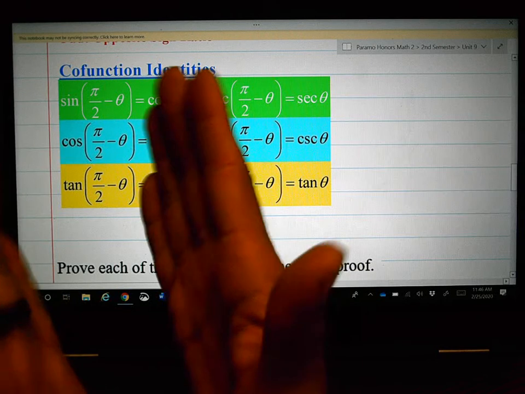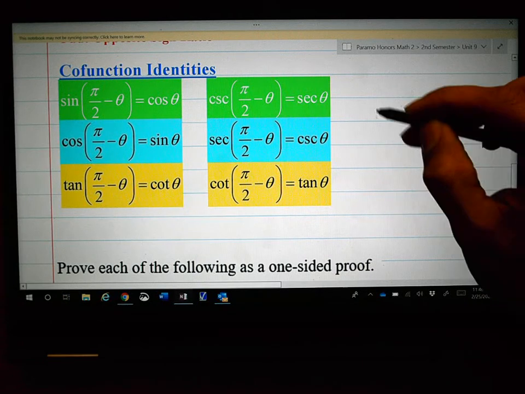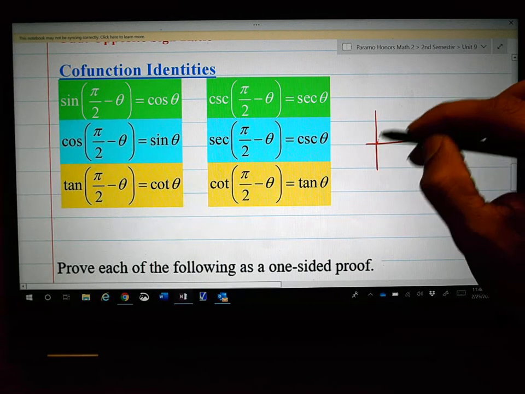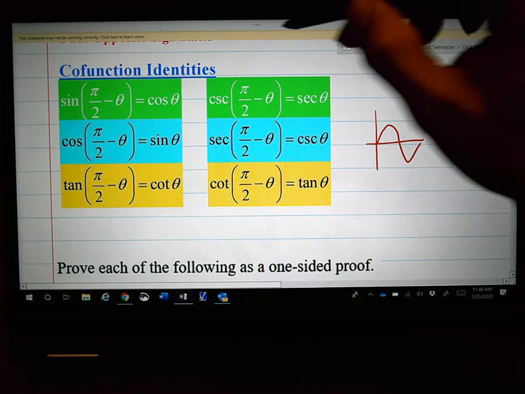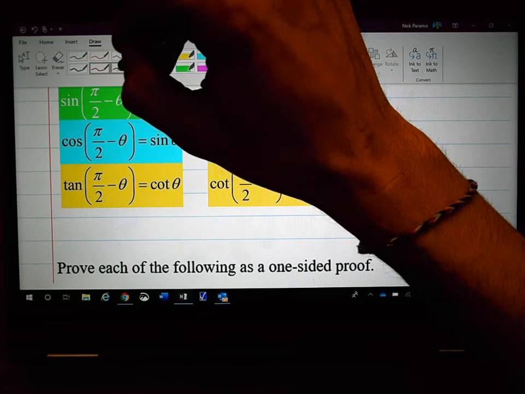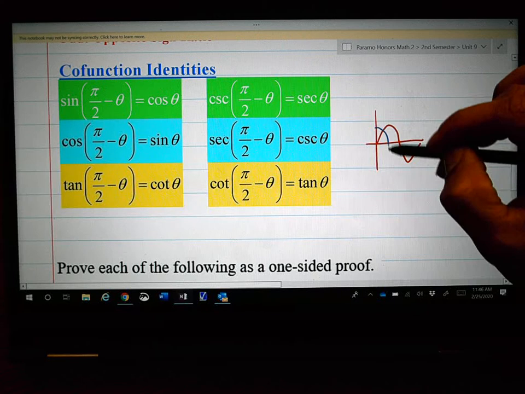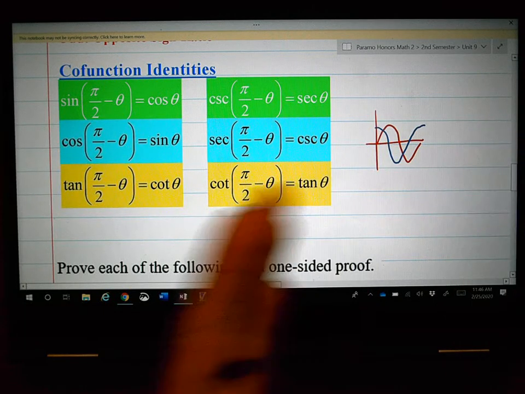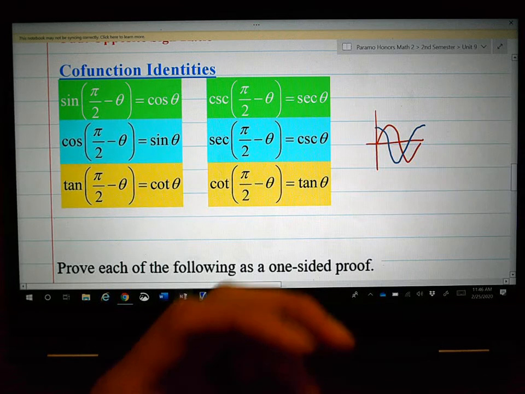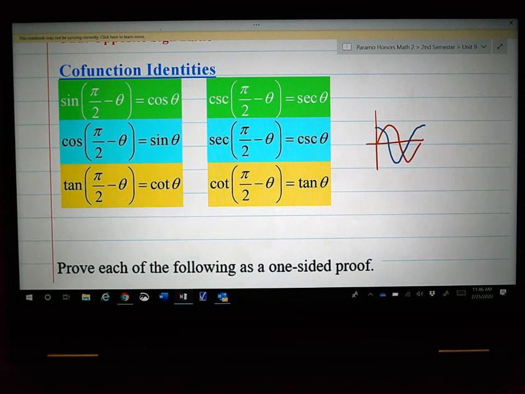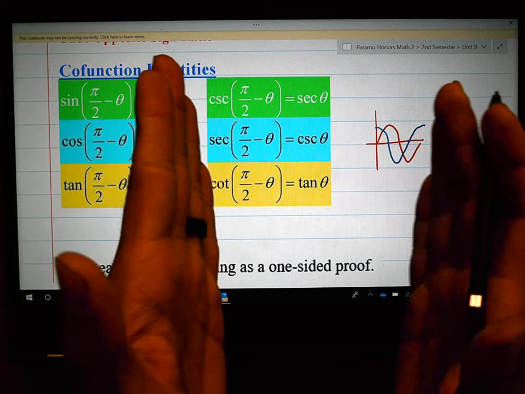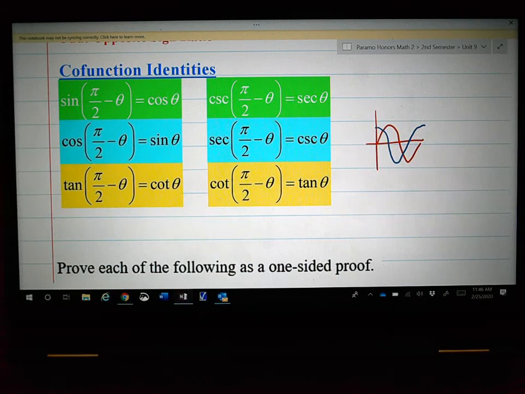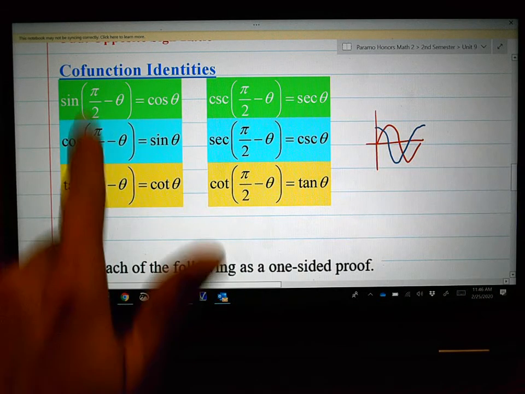If you think about it, and you have a sine graph, which we've already talked about, and you have a cosine graph, these two functions are very similar to each other. They're the same graph, except one is shifted. By how much? By 90 degrees.